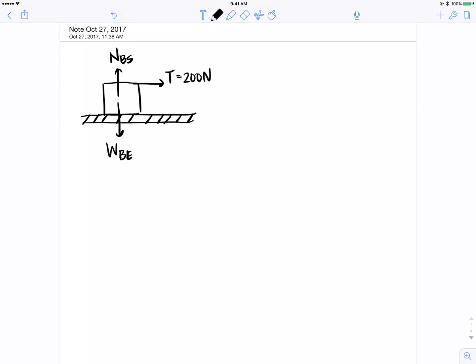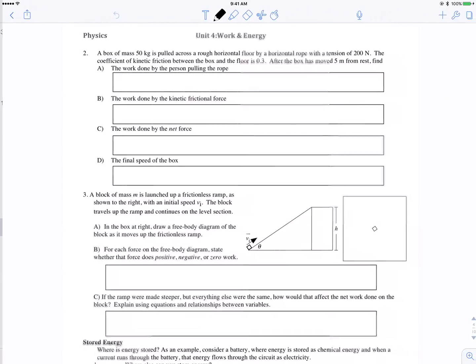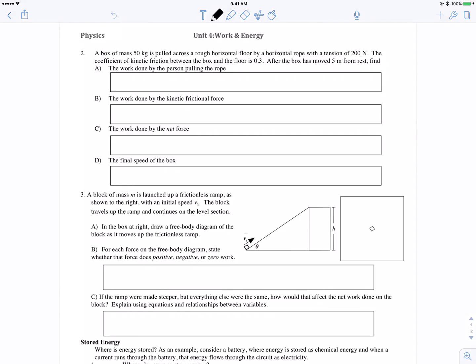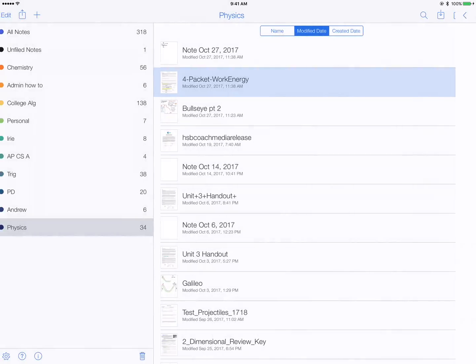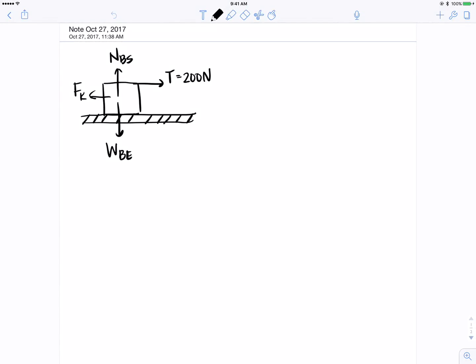And remember, this is not the free body diagram. This is me annotating my picture. The free body diagram shouldn't have anything other than forces on it. Okay, and the question says, find the work done by the person pulling the rope. The coefficient of kinetic friction is 0.3 and the box has moved 5 meters. So this distance is 5 meters and this is a 50 kilogram box.